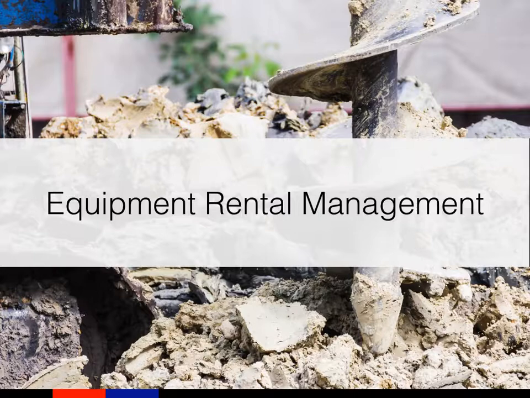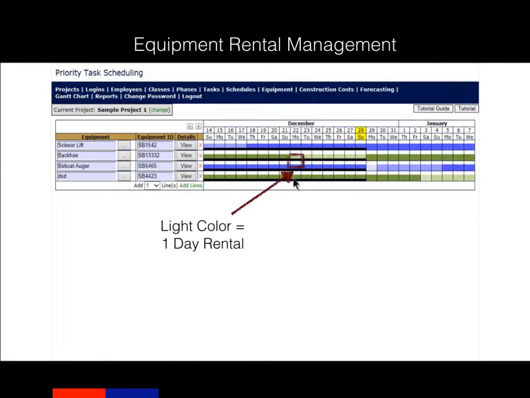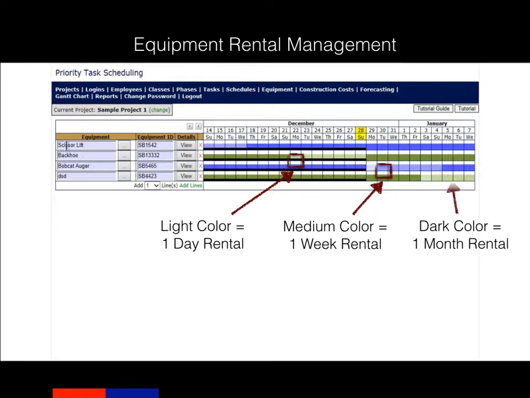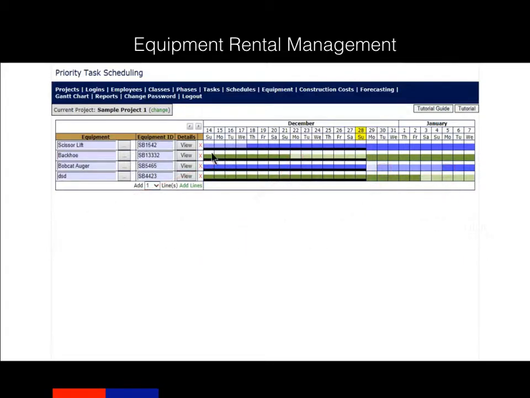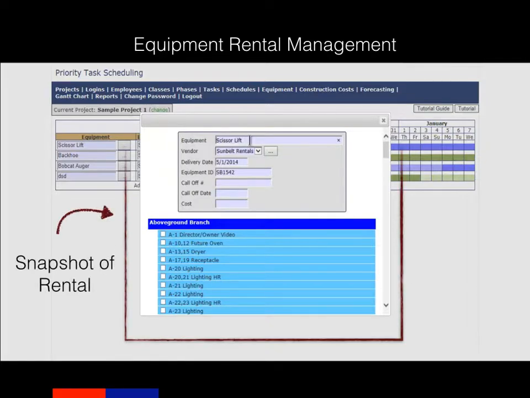Beyond labor, another large expense for any job is equipment rentals, and Estimateguard has a tool for that too. Handy color coding differentiates daily, weekly, and monthly rentals. The black line shows you where you're at right now in that rental cycle. With a single click, you can view your rental information, including vendor details and the specific tasks that will be using that rental.